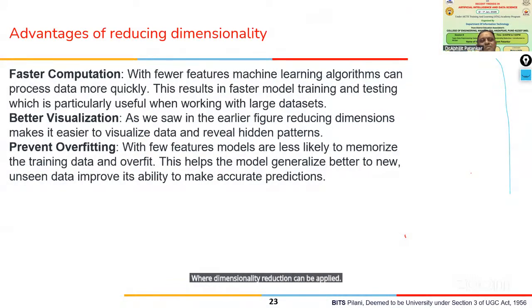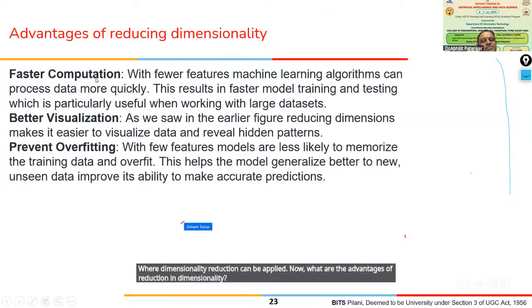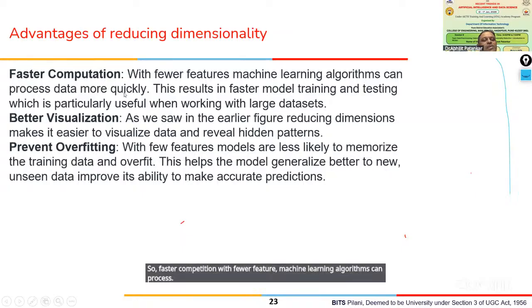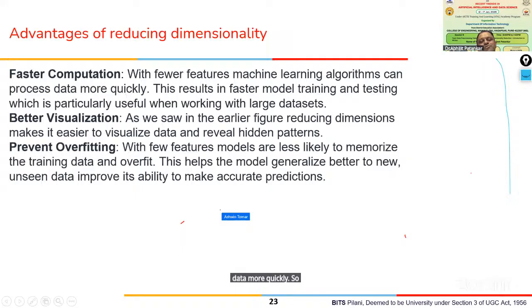Now, what are the advantages of reduction in dimensionality? Faster computation, better visualization, and preventing overfitting. So faster computation: with fewer features, machine learning algorithms can process data more quickly. So only a few features allow you to process data. That is the fast computation.